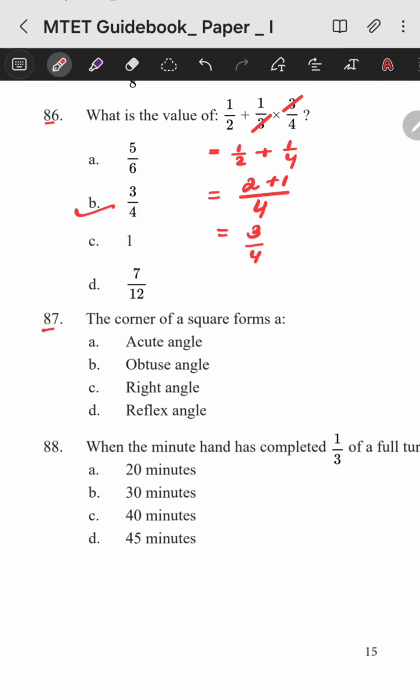Next question number 87, they ask here, the corner of a square forms a right angle. So option C is your correct option, because in a square all angles are 90 degrees. It is giving a right angle, 90 degrees. That means it is known as a right angle. So option C is your correct option.